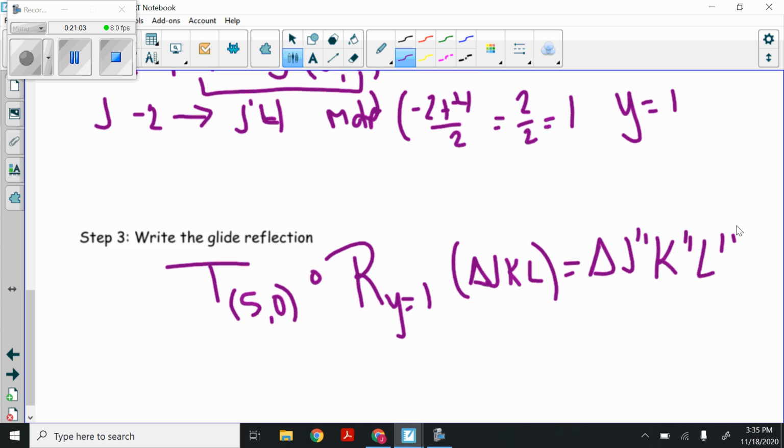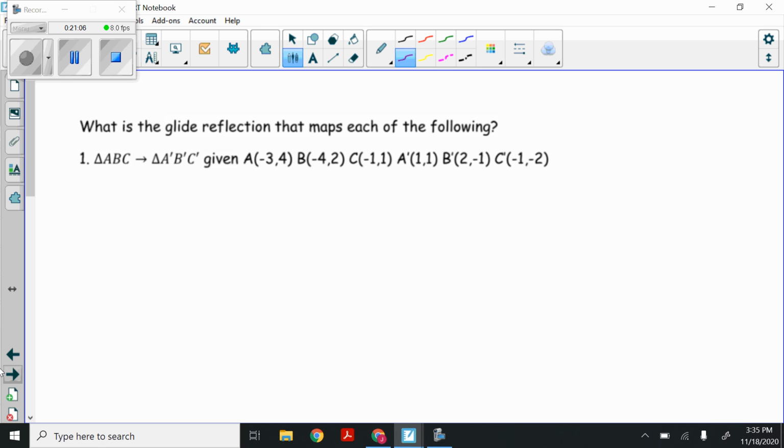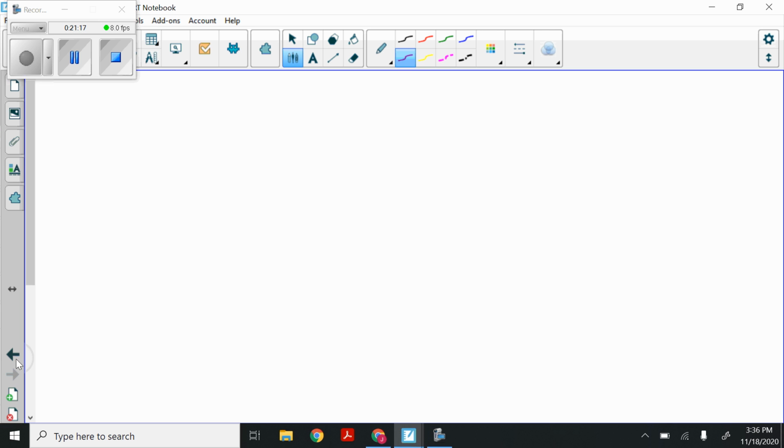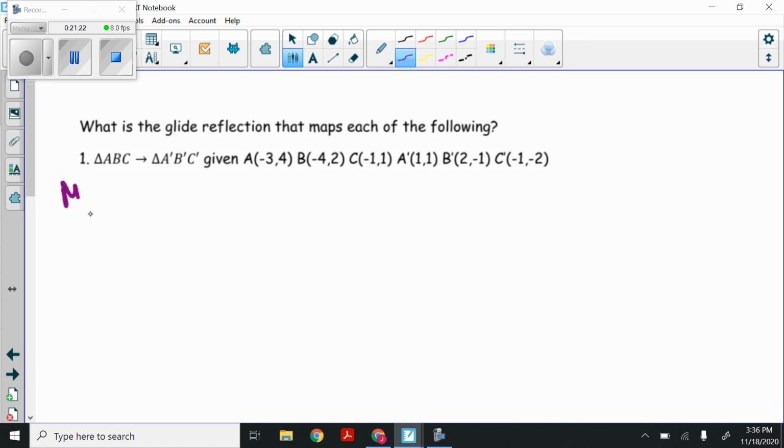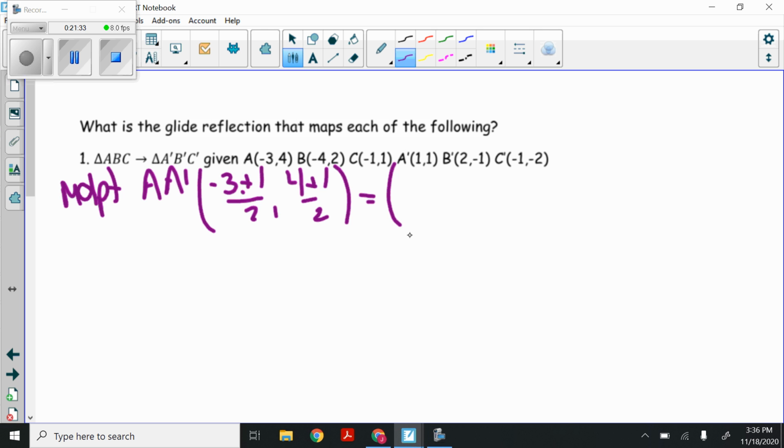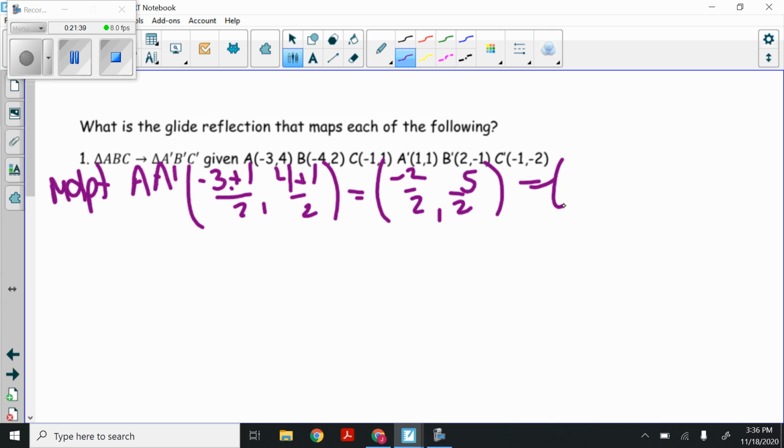All right, so now let's look and see if we can do that without a graph. So what is the glide reflection that maps each of the following? So the very first thing I want to do is find my reflection. So for the reflection, we need the midpoint between the 2 points. So again, pick any 2 points. So I'm just going to do the midpoint with A and A prime. So -3 plus 1 cut in half, 4 plus 1 cut in half. So here we have -2 halves, 5 halves. So my midpoint is -1 and 5 halves.